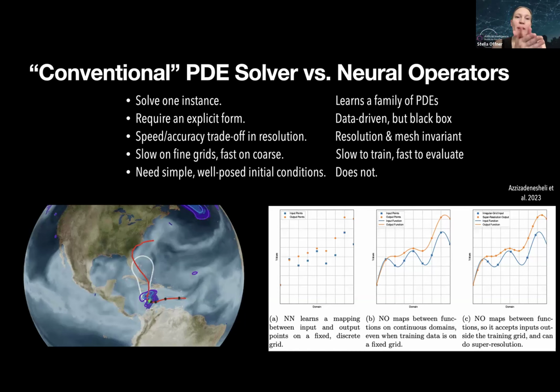PDEs classically require explicit form for the equations. There's this classical speed-accuracy trade-off. They're slow if you have a very fine simulation, but they're fast on coarse resolution, and you need simple, well-posed initial conditions. But these neural operators, provided you have the data inputs, can predict well, but they are a black box, right? You're not directly solving the equations, but they have these properties of being resolution and mesh invariant. So if you really learn that underlying physics operator, then they can work quite well. On the left is showing how you give it some inputs, and it's actually learning the underlying function of behavior. Yeah, it's slow to train, but really fast to evaluate.